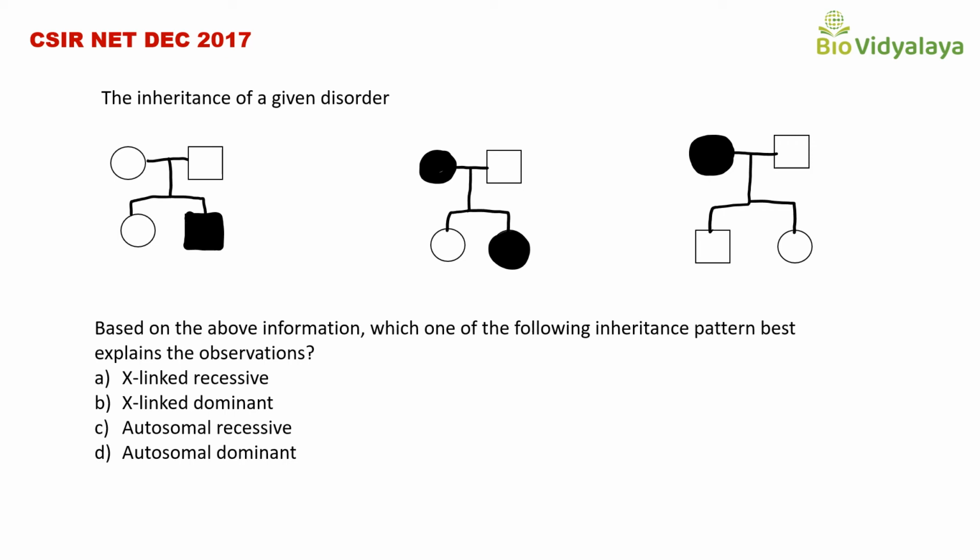So, here in this first pedigree, you can see that these parents are normal, but their son is affected. So, this pedigree is a recessive pedigree. We can say that the genotype of this son is homozygous recessive, and these parents are heterozygous.